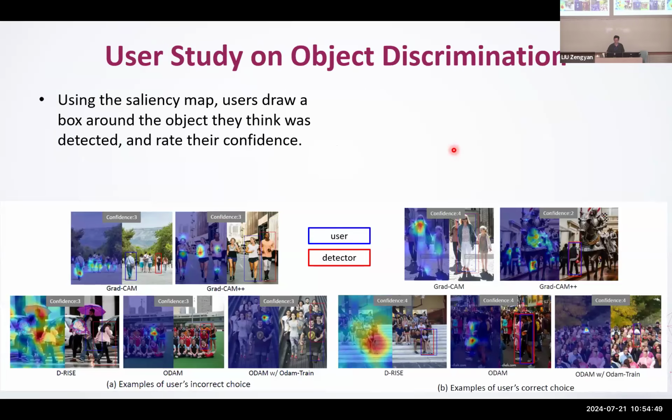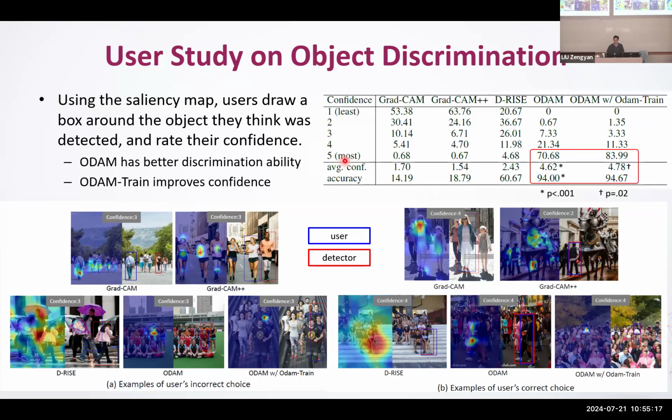We can also do a user study to see the real effect of this. In the user study, we presented images with the saliency map and the image, and then the user has to mark which person they thought was detected. Then we compare that with the ground truth. They can also rate their confidence in their prediction of the detection.